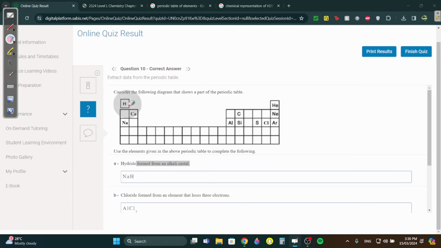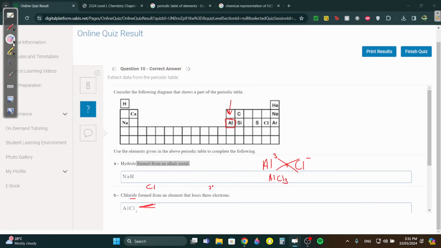The chloride formed from an element that loses 3 electrons. So chloride means we're talking about chlorine, right? From an element that loses 3 electrons. What element loses 3 electrons? If it loses 3 electrons, that means its charge is 3 plus. And which one is 3 plus? It's the ones in group 3, and in this case it's Al. So you have Al3 plus, Cl minus. You know, Cl is minus. Crisscross, what do you get? AlCl3.